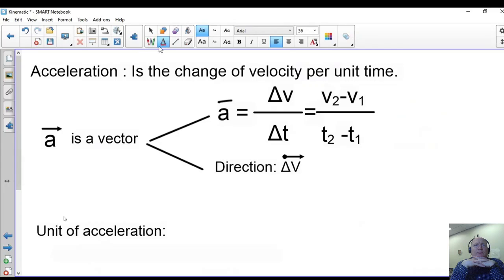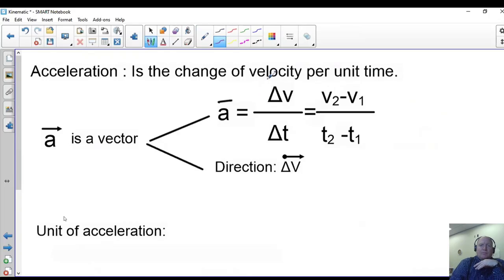So what is the definition of the acceleration? Acceleration is the change of velocity per unit time. That means if we have change of velocity.